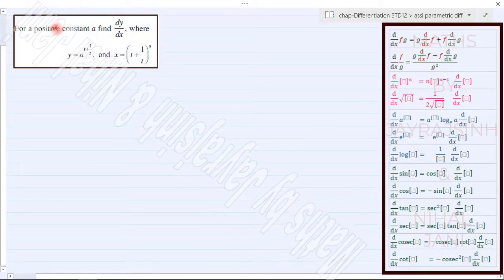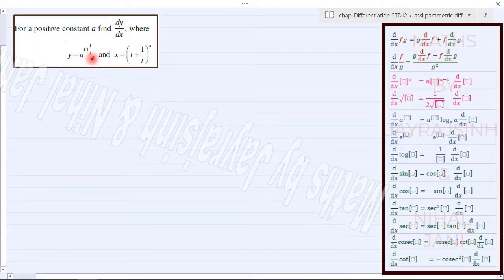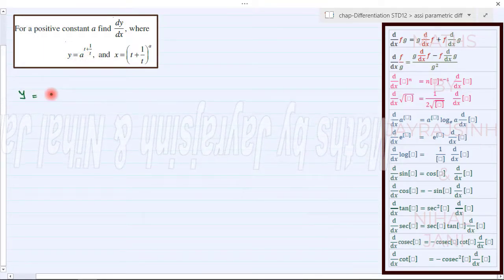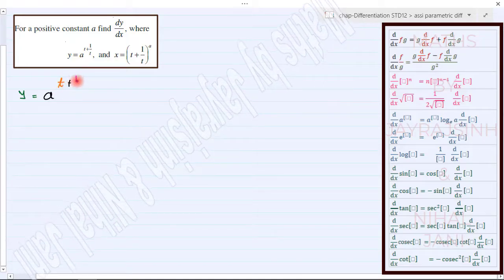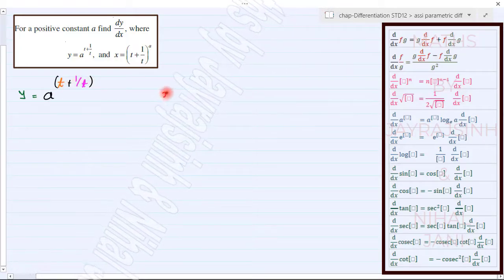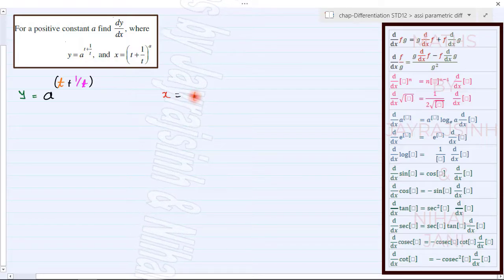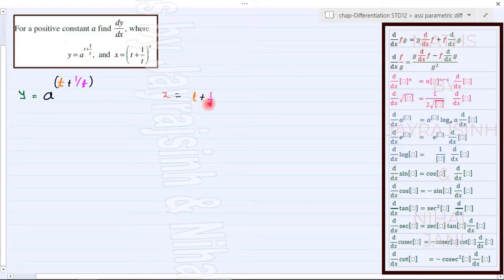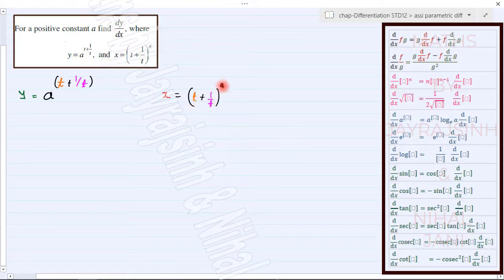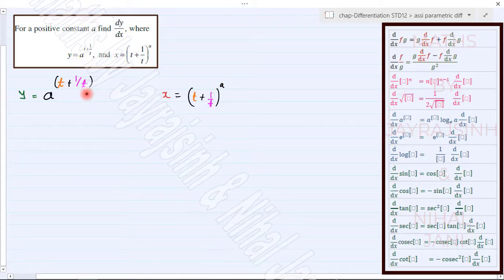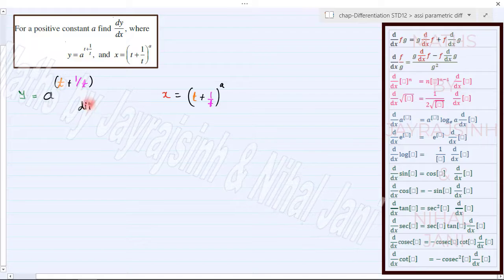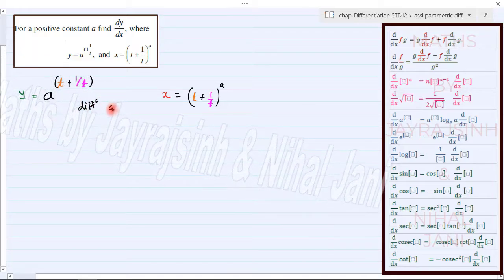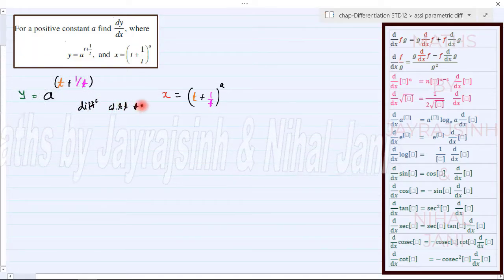Here you have to find dy by dx where y is equal to a raised to (t plus 1 by t) and x is equal to (t plus 1 by t) whole raised to a. Now we have x and y in terms of parameter t. So we have to differentiate our equations with respect to t.